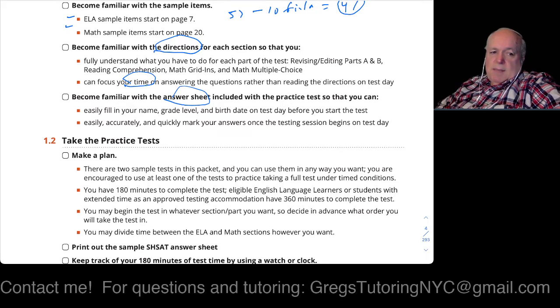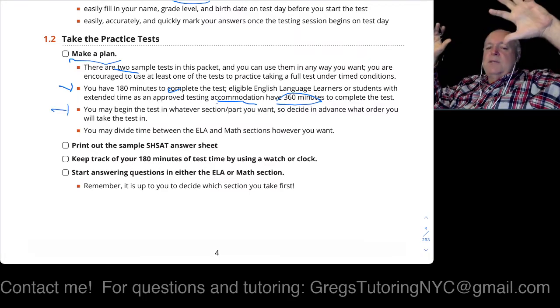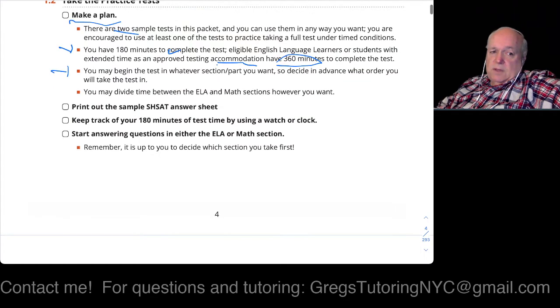Okay. Make a plan. Again, there's two sample tests in this thing. The default is 180 minutes, 3 hours. If you have accommodations, you have 360 minutes. Okay, as long as it's approved, you have twice the time. Okay, you can do the questions in any order. You can do the whole test backwards if you want. Even though there's the 5 major sections, you can skip around wherever you want to. That's not necessarily the best strategy, but that's something you're allowed to do. You can go back and forth for the questions and so on.